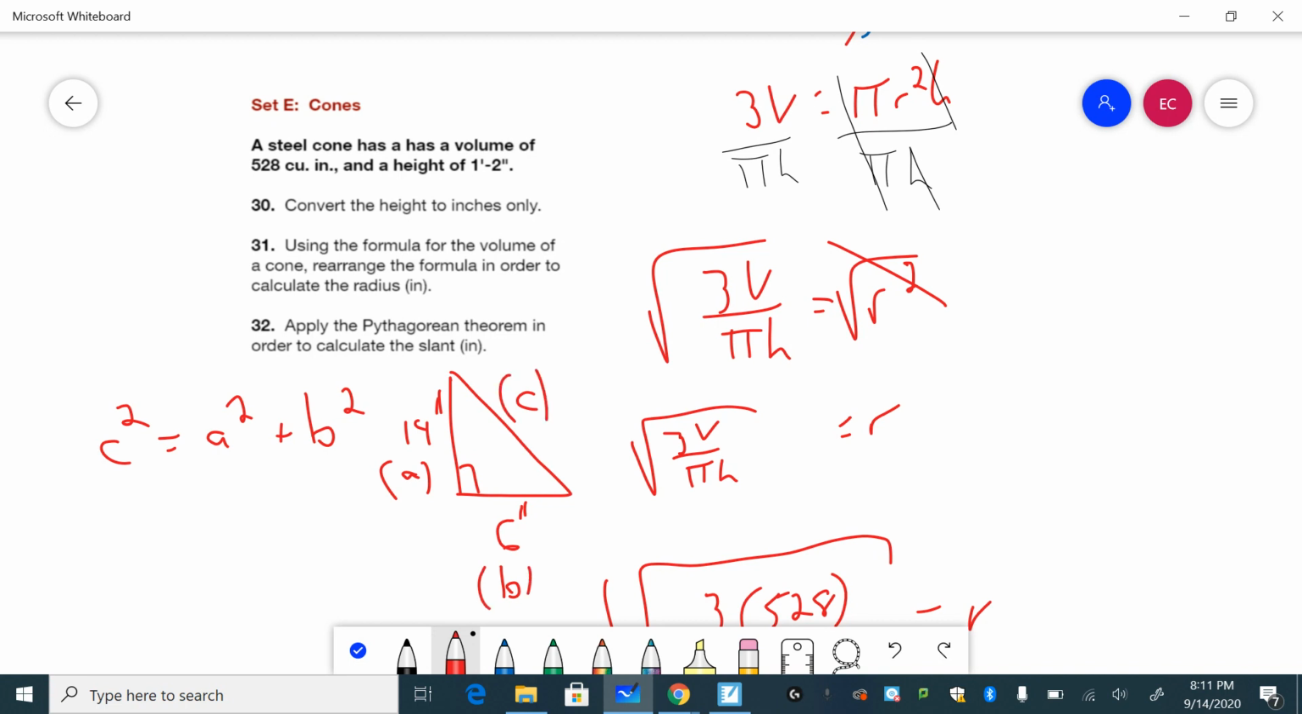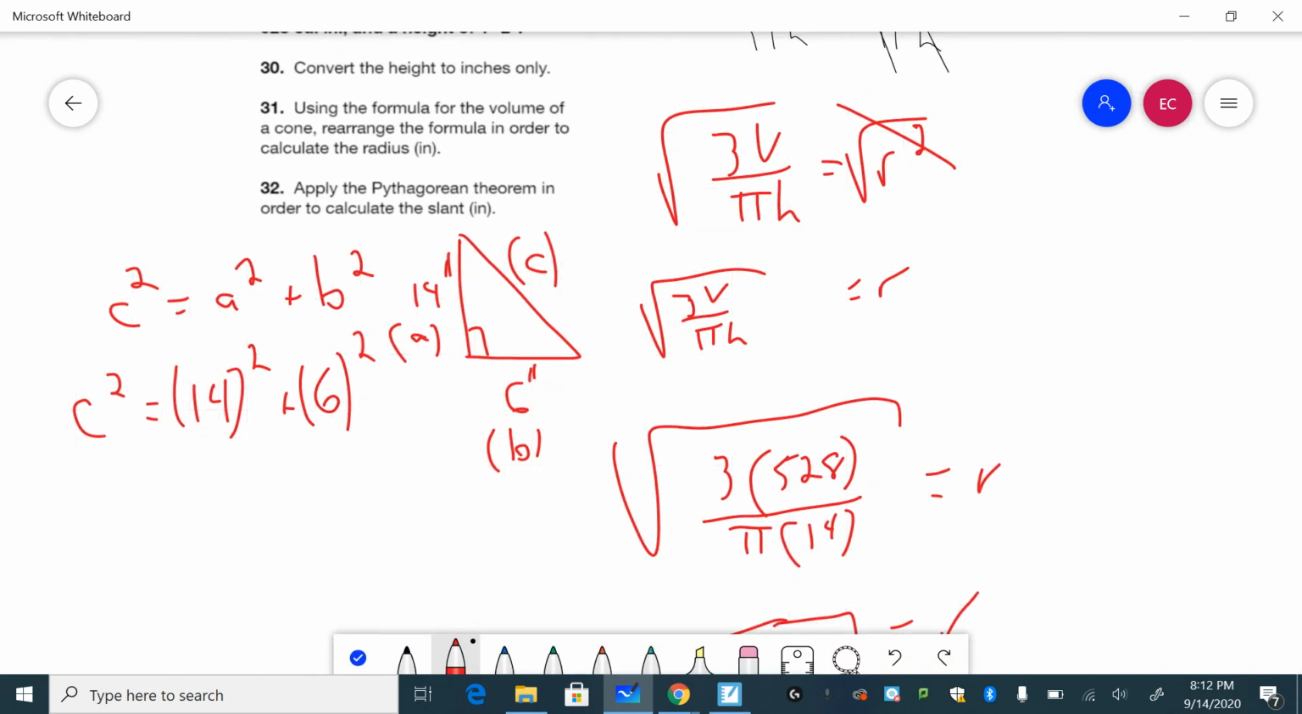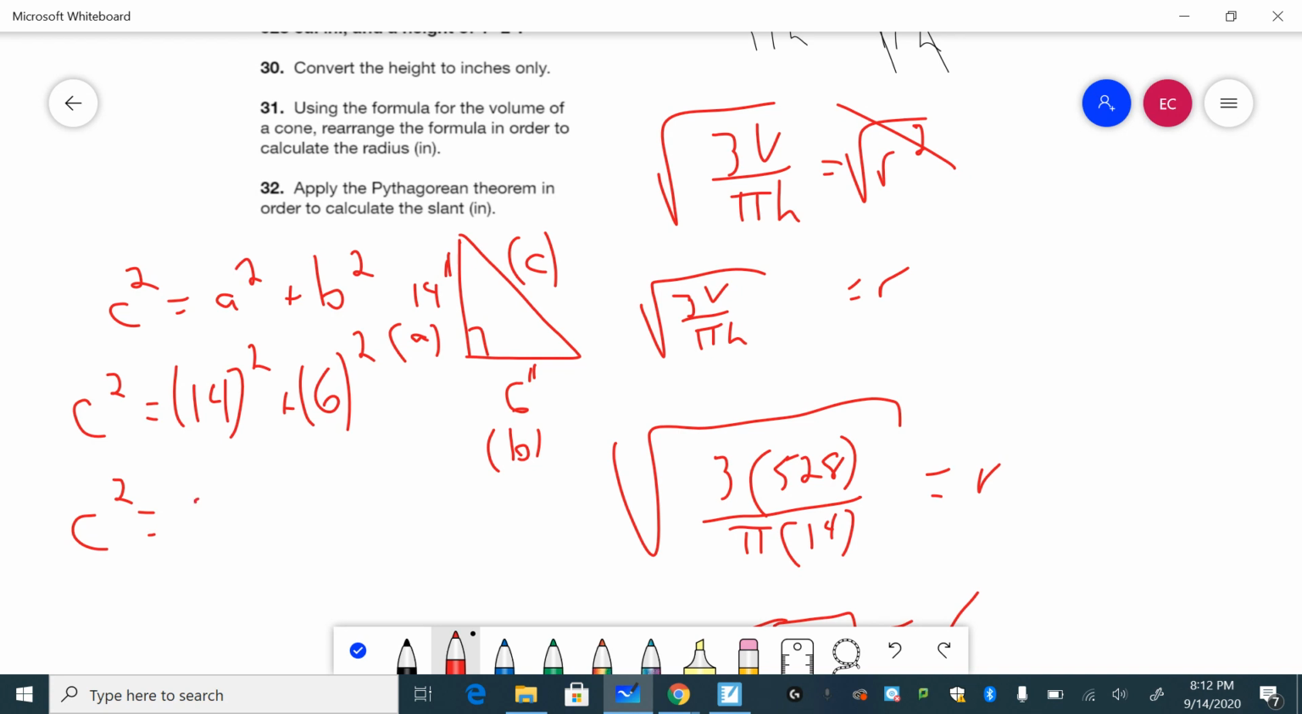Okay, so you're just going to sub and solve. So c squared equals 14 squared plus 6 squared. So 14 squared plus 6 squared equals 232. And then I'm going to square root both sides. And c equals square root of that, which is 15.23 inches.